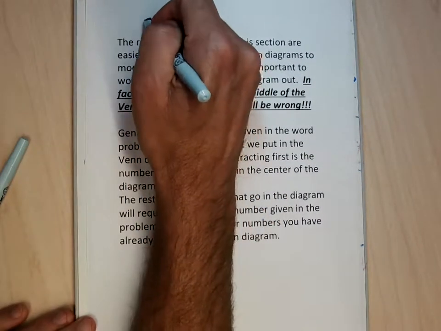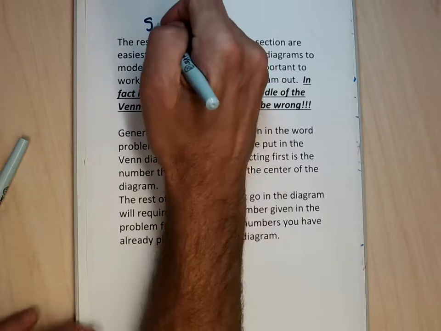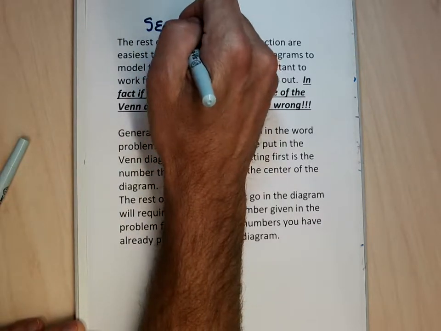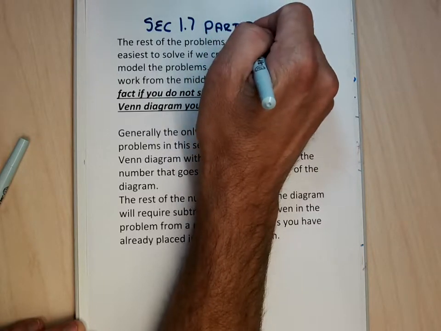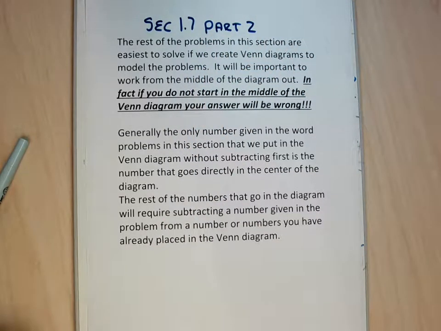So this will be the second part of section 1.7. There's going to be a third. And in this part, we're going to work with two circle Venn diagrams. Unfortunately, we're going to have to create a Venn diagram from a word problem and then answer questions.